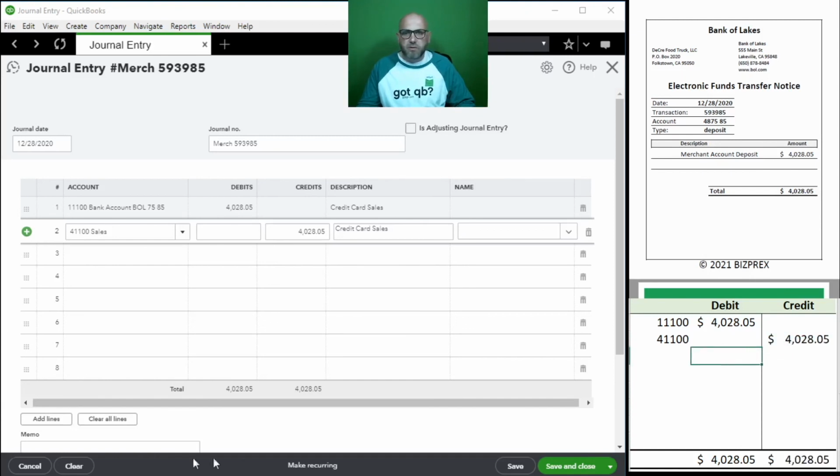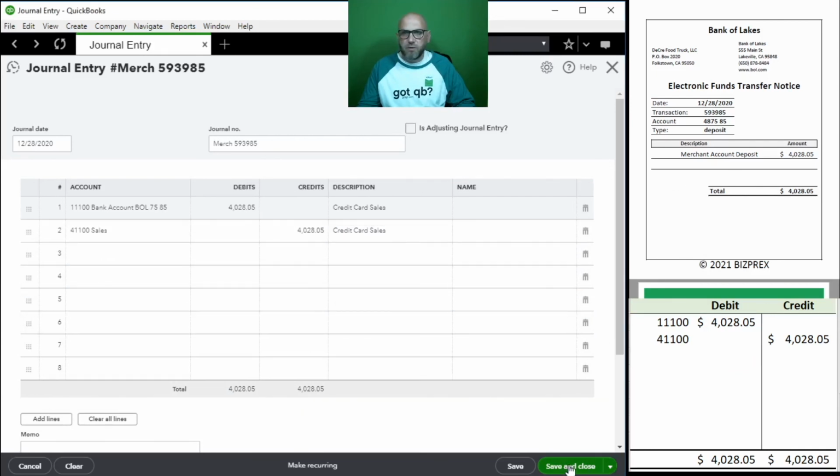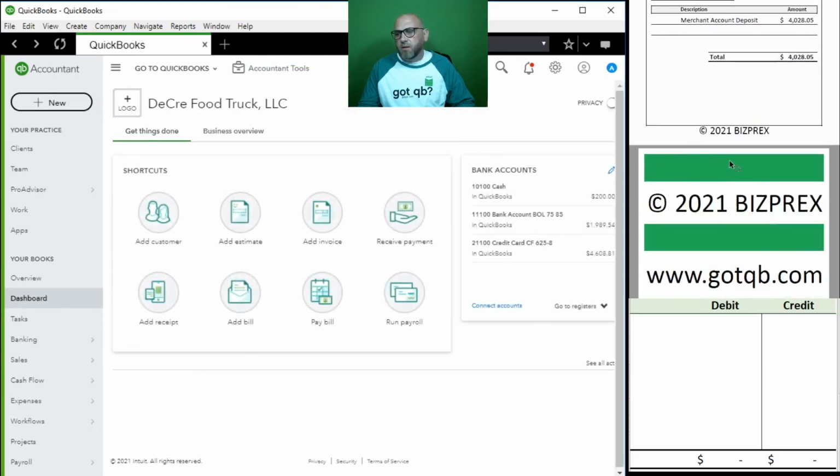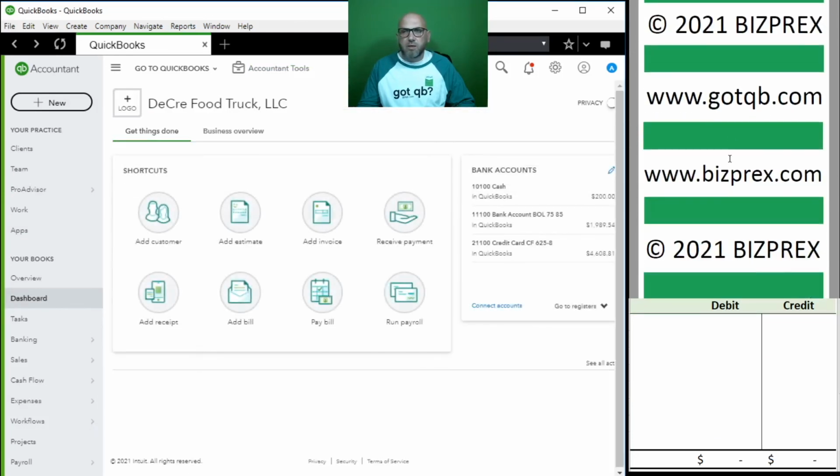Okay, debits and credits are in balance, and we can see it on this interface, right? Debits and credits are in balance. We're good to go. Save and close. Let's go back to our dashboard. And that completes booking transactions in live mode for the month of December.